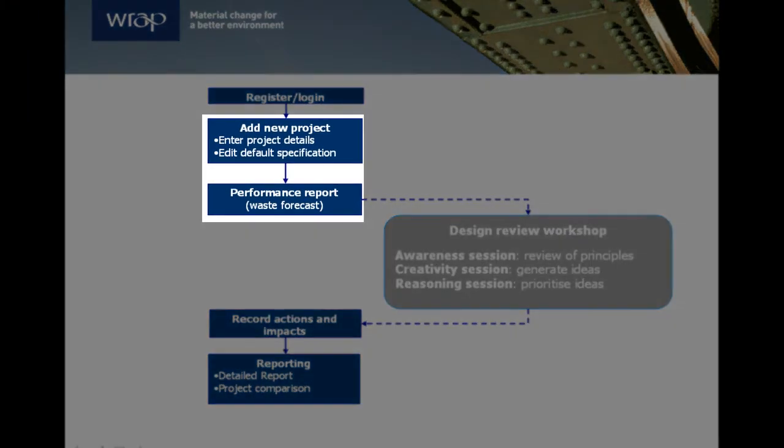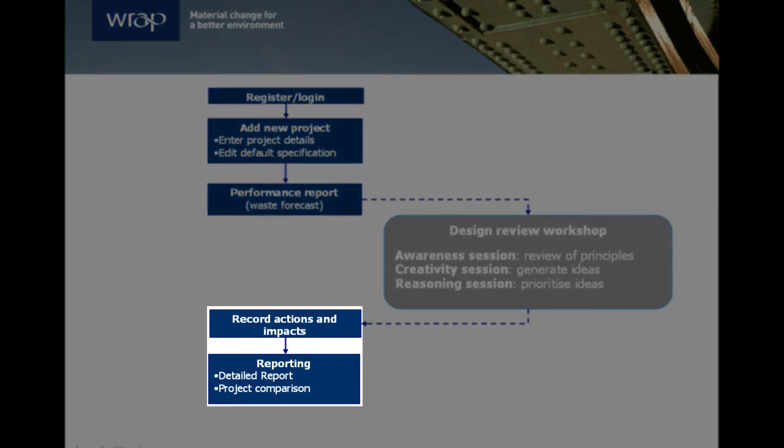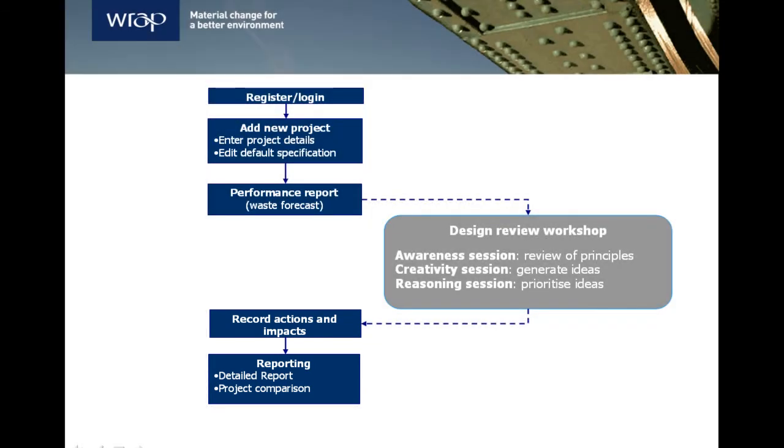Module 2 covers adding a project, generating a performance report, and using the report to support the designing out waste process. Module 3 covers how to record actions taken to design out waste and assess their impacts, and how to add your waste forecast and waste prevention actions to the project site waste management plan. This module, Module 1, provides an overview of the steps in using the tool.